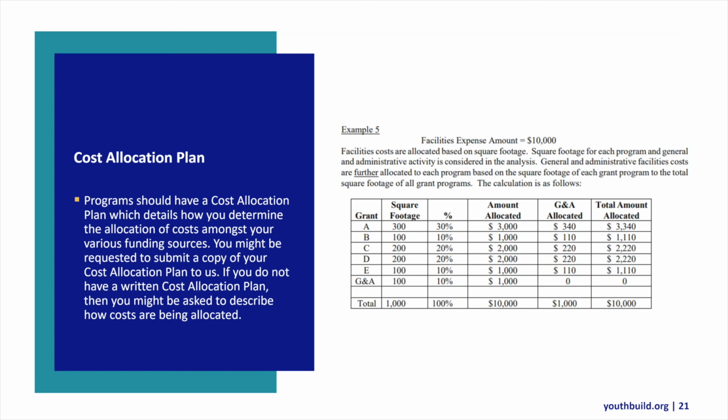I've mentioned a cost allocation plan throughout this presentation, and I really want to emphasize that all programs should have a cost allocation plan, which details how you determine the cost allocation amongst your various grants. You might be requested to submit a copy of your cost allocation plan to us. If you do not have a written cost allocation plan, then you might be asked to describe how costs are being allocated. Here is an example of a simple cost allocation plan. You'll notice that it clearly delineates between grants.